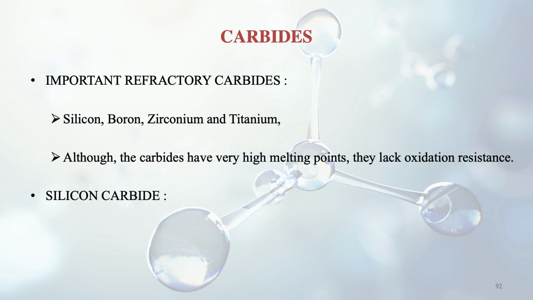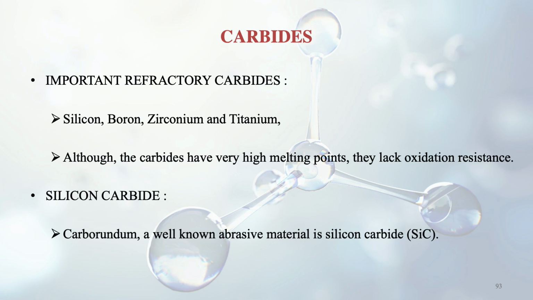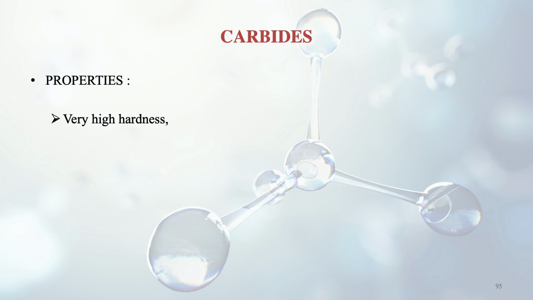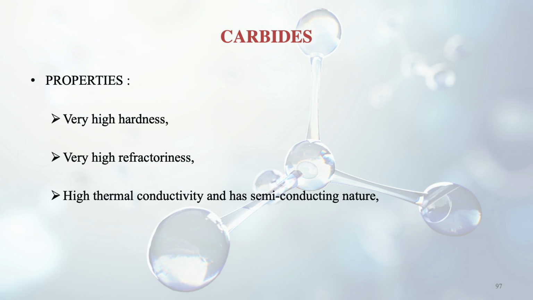So what can happen? Corrosion and rusting type of thing can happen. So the very first carbide we can discuss here is silicon carbide. It is very famous, also known as carborundum, and is used for various purposes. Its properties are very high hardness, very high refractiveness, high thermal conductivity and semiconducting nature also. Silicon, we know, is used as a semiconductor also.